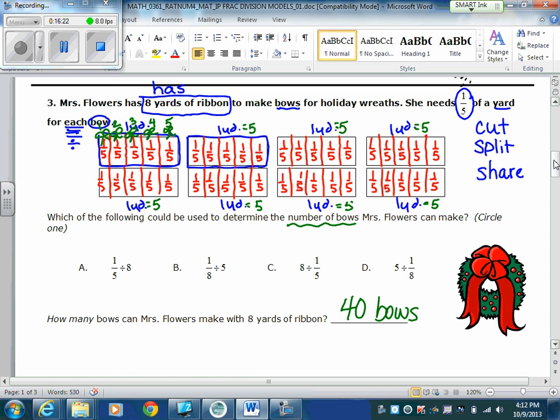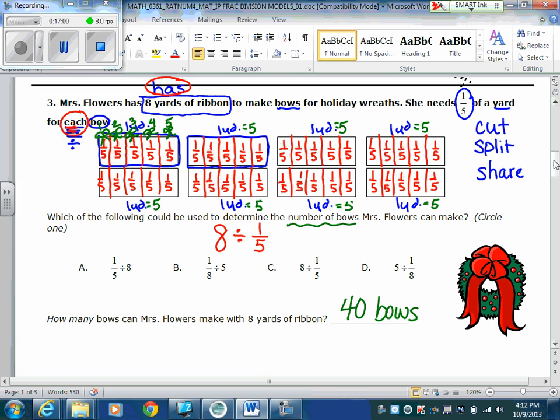The last piece is we need to match our information with the answer choices of how to set it up. So remember, we go back to she has 8 yards. She is cutting it into fifths. Our "each," though, also can tell us division. So 8, and we need each section to be a fifth. Either one would work.